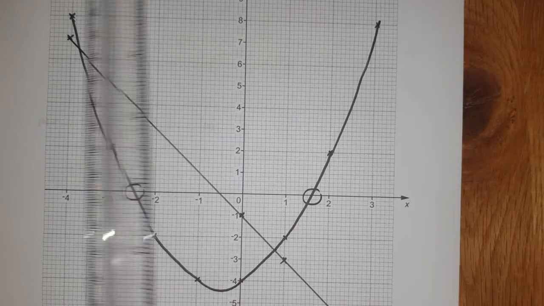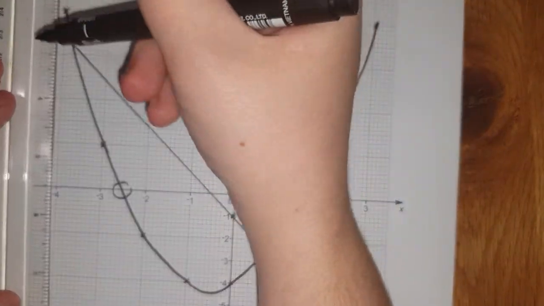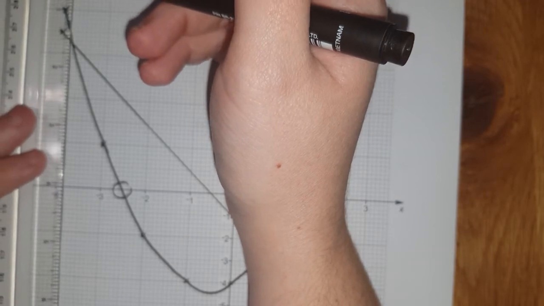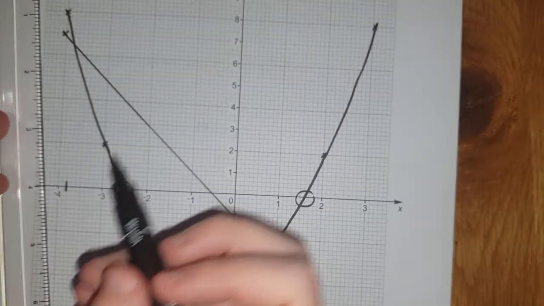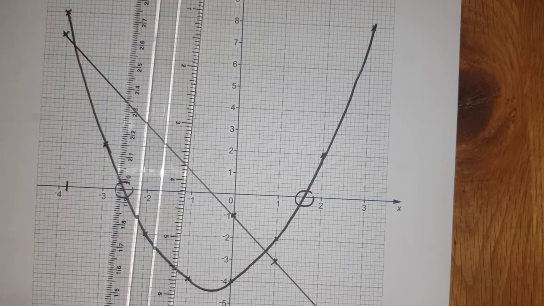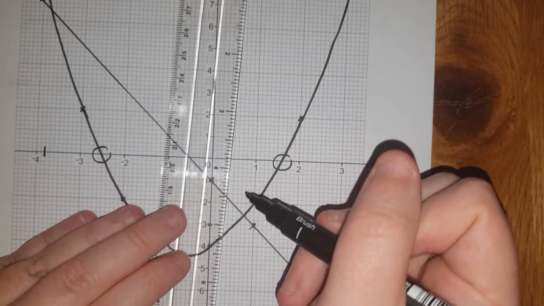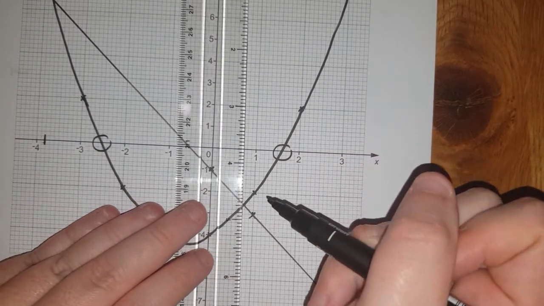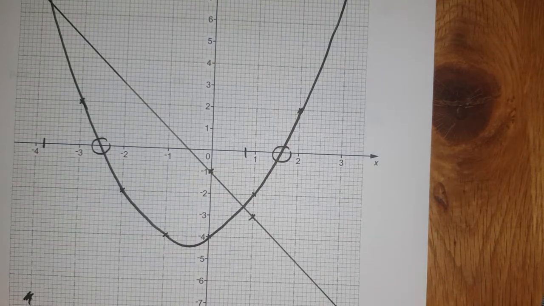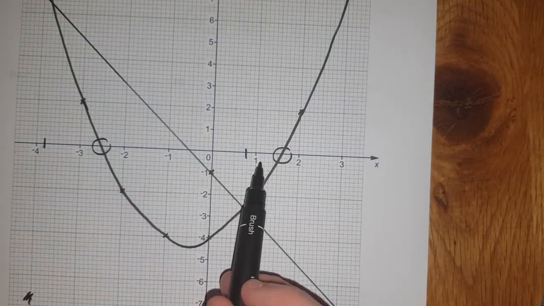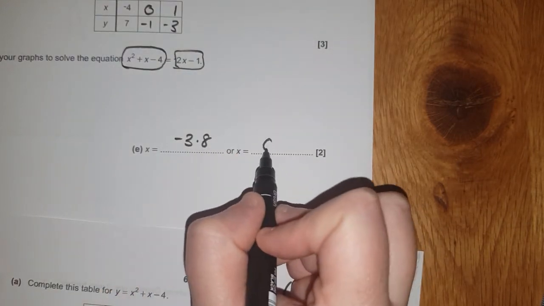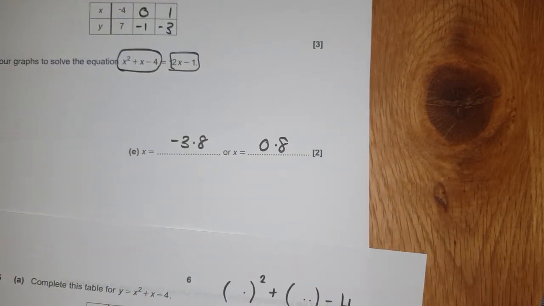All we're going to do is literally read off our x values at that point. So at that point there, we're 2 squares in. So I've got there, that is minus 3.8. There's one of my values. And the other one is that point there. Let's just make sure I'm on the screen there. At that point there, you've got that value, which is 0.8. So I've got minus 3.8 and 0.8. And that's it, 2 marks.